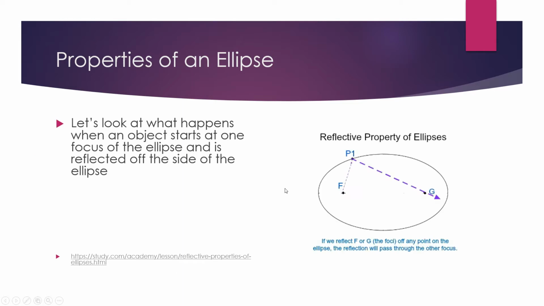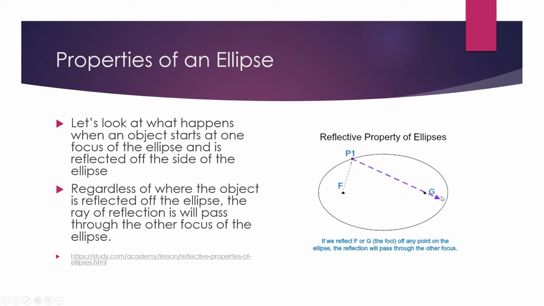So, a major property of an ellipse: what happens when we reflect an object off the side? In fact, if we put an object at one focus and reflect it off the side of the ellipse, it will always reflect to the other focus. It doesn't matter where around the ellipse we reflect it. If you start at one focus, it's going to reflect off the ellipse and go to the other focus.